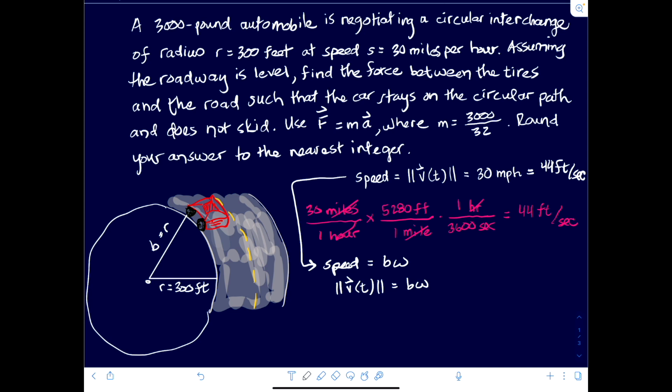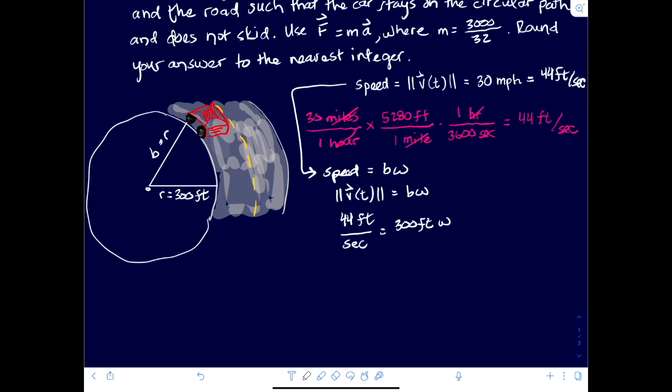Yeah, we do, right? So that would mean that we'd have 44 feet per second is equal to 300 feet times omega. And so the feet would divide out. So we would have omega equal to 44 over 300 radians per second. Cool so far? So now we have our angular velocity. All right.